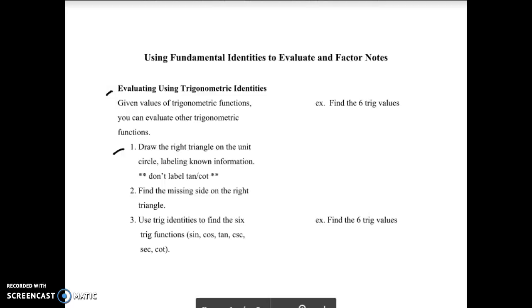First, I always recommend drawing the right triangle on the unit circle, labeling the known information. Note, do not label tangent or cotangent. That actually hinders your progress, unless it's your only option. Two, find the missing side on the right triangle, which usually is your hypotenuse. Use the trig identities to find the 6 other functions. So I'm going to give you an example over here.